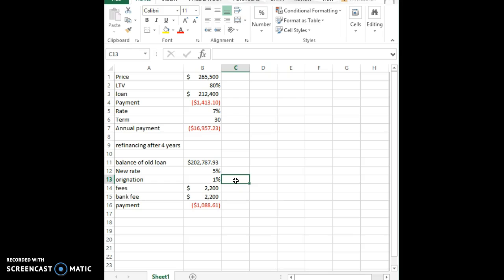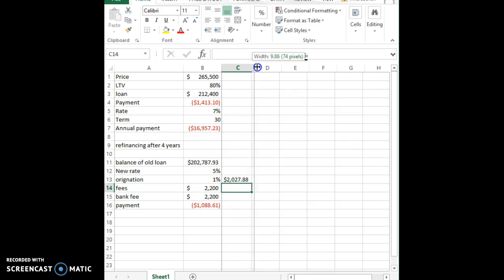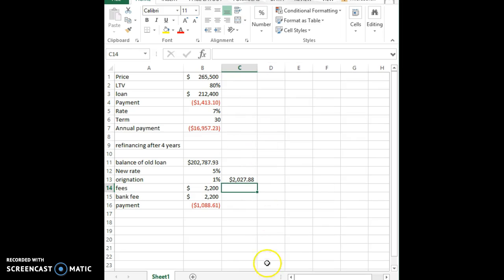Now we want to go back to the origination fee. We're going to take that 1%, multiply that by the old loan balance, and that should be the origination fee for that loan. Now we're going to do annual payment. All we're going to do is take that payment and multiply by 12. And you get $13,063.31.